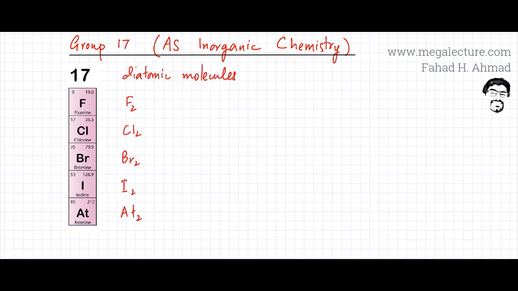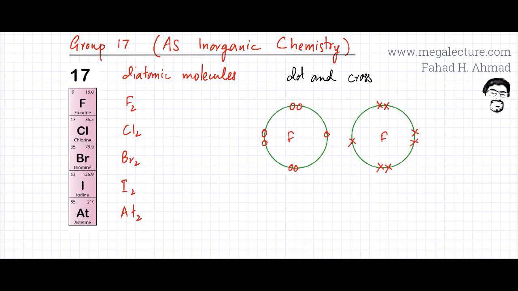The first thing you need to remember about these Group 17 elements is that in the neutral state, they always exist as diatomic molecules. For example, you will never see fluorine as a single atom. A fluorine atom is going to bond with another fluorine atom to form an F2 molecule. The same happens with chlorine. It's always in the form of a Cl2 molecule, a Br2 molecule, and so on.